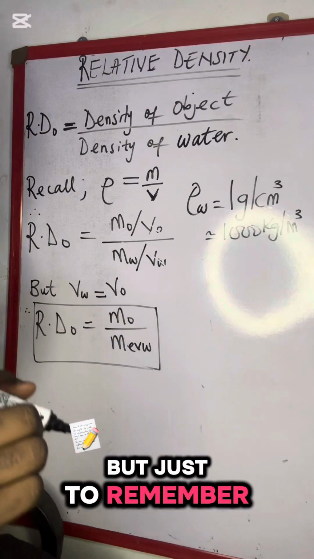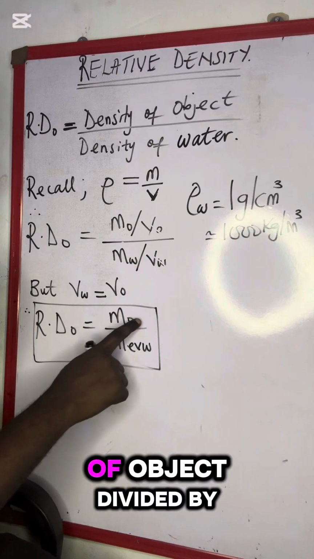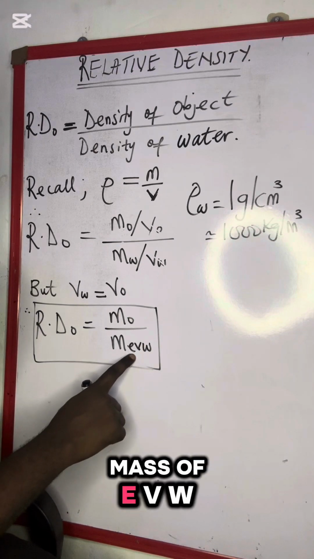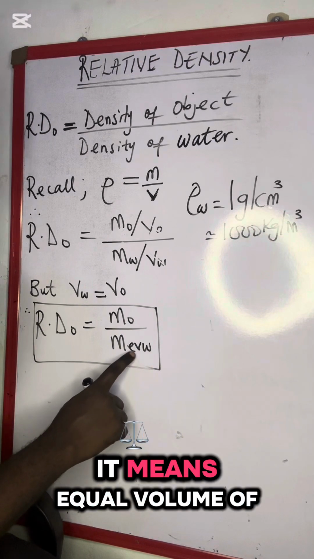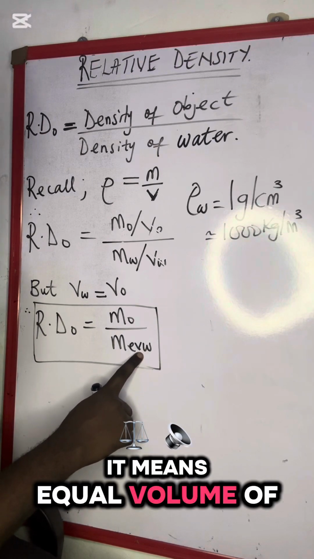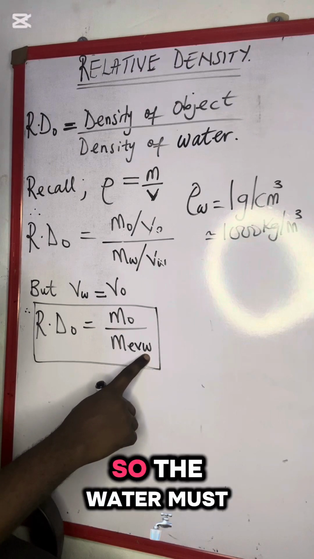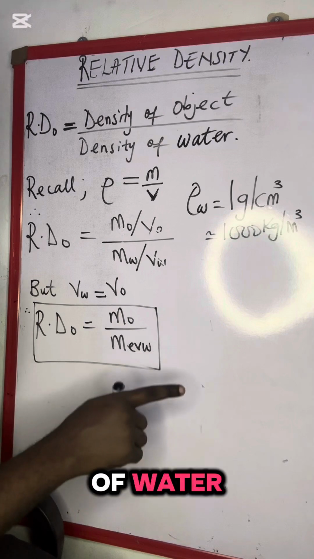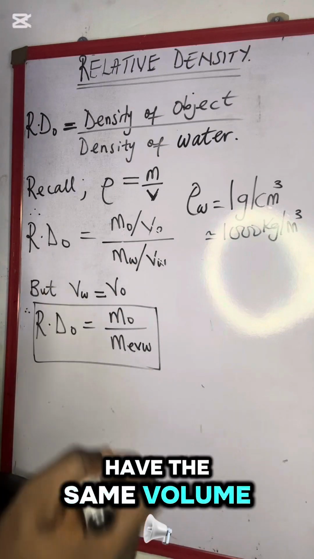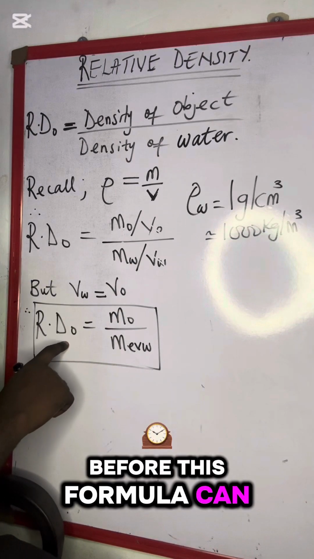But just to remember, I wrote here mass of object divided by mass of EVW. Now, what does EVW stand for? It means equal volume of water. So the water must have equal volume as the object. The object and the water should have the same volume before this formula can work.